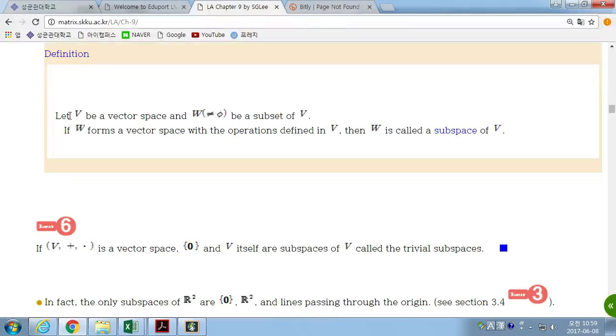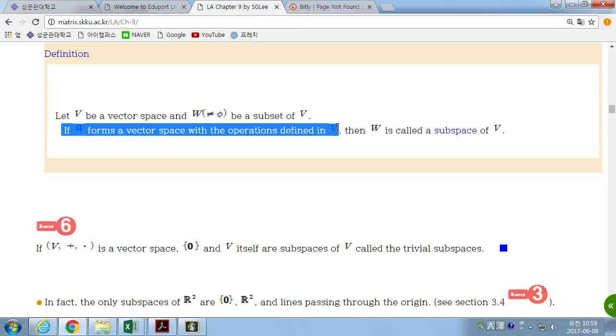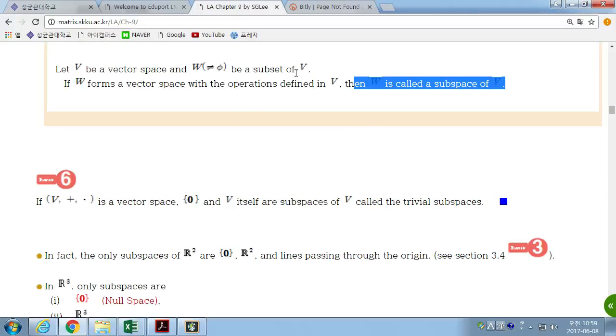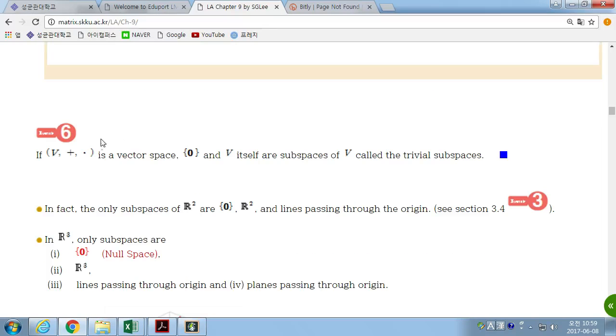Subspace. Let V be a vector space and W a non-empty subset of V. If W forms a vector space with the same operations as the vector space V, with its two binary operations, then W is called a subspace of V. Same definition as before. So if a subset is itself a vector space with the same operations of V, then it is called a subspace of V.